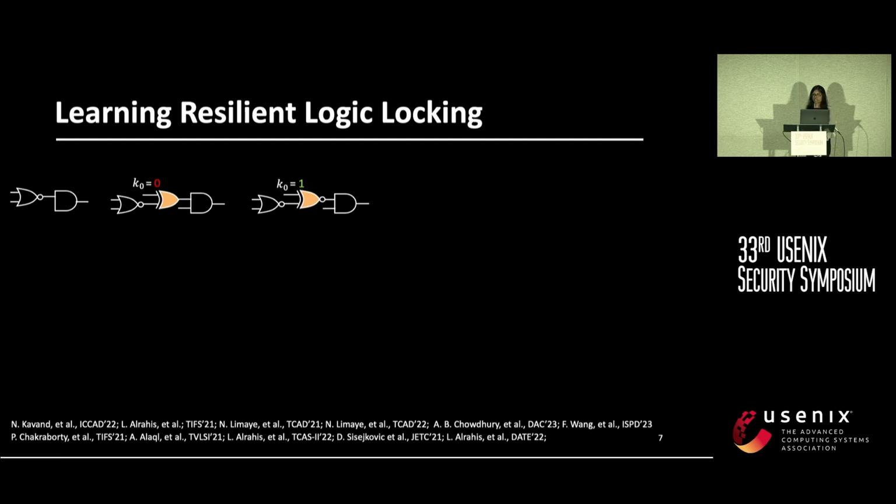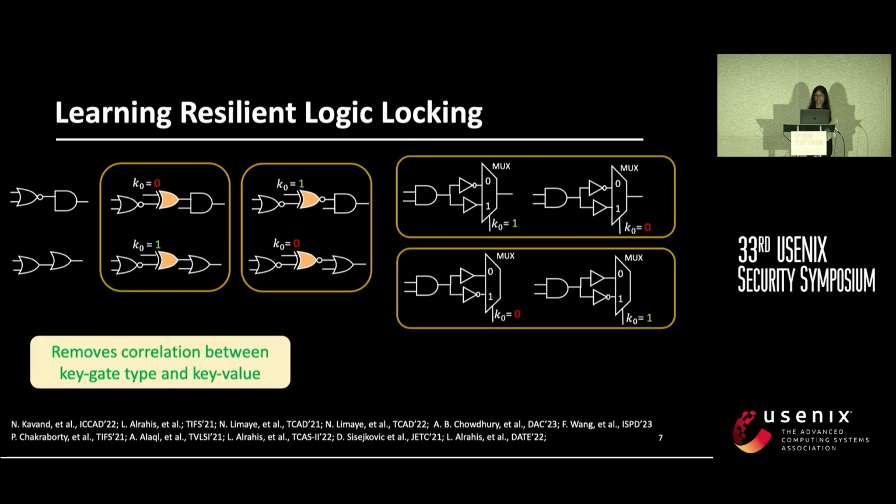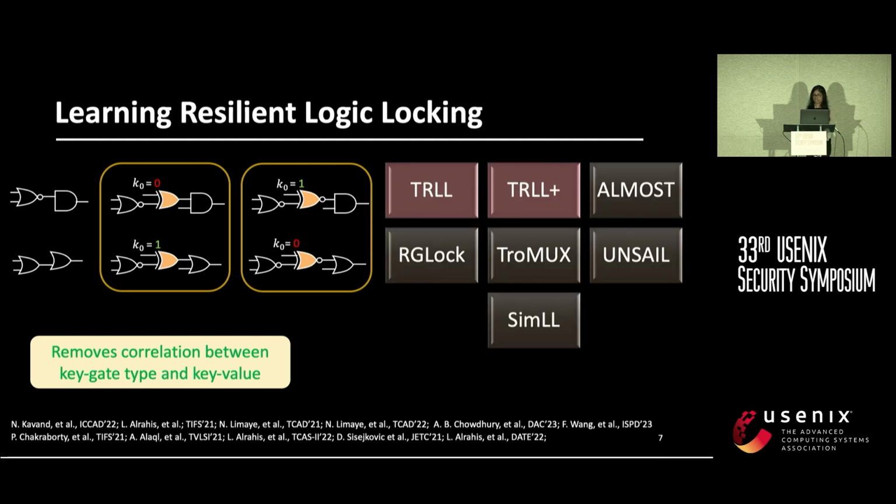Learning resilient logic locking techniques remove this correlation between key gate and key values by redacting the inverters, as shown over here, where an XOR gate with a key value of 1 and an XNOR gate with a key value of 0 are possible due to inverter redaction. Similarly, the correlation between key gate and key values is removed from mux-based key gates, as shown over here. In this work, we target 7 learning resilient locking techniques that include TRLL and TRLL plus that are adopted by the industry.